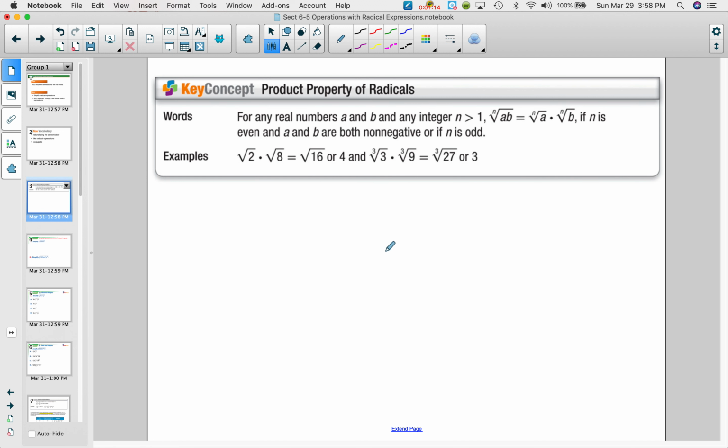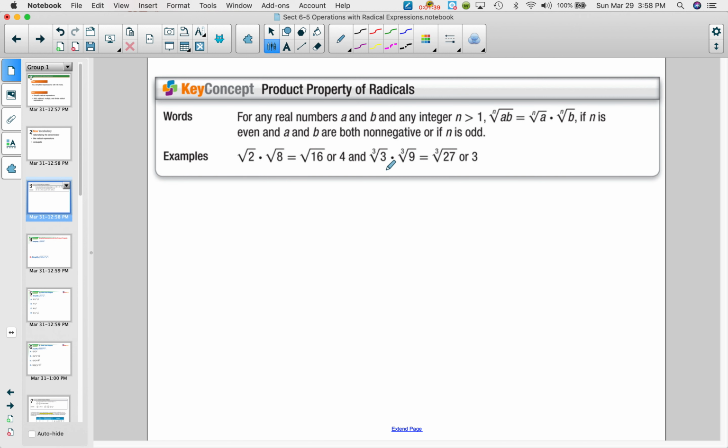So for this first one, I'm not going to go over all the wording in here, but just look at this example. If you are multiplying and you have like roots, if they're both square roots, so the square root of 2 times the square root of 8, you can just multiply them and you get the square root of 16. And then 16 is a perfect square, so you get 4. So that's good to know.